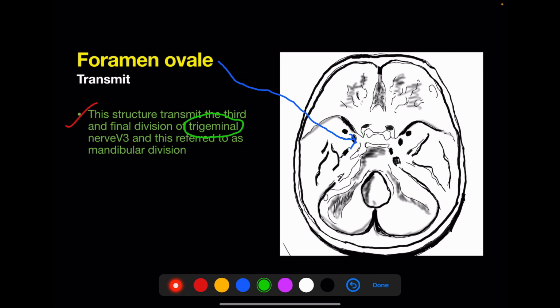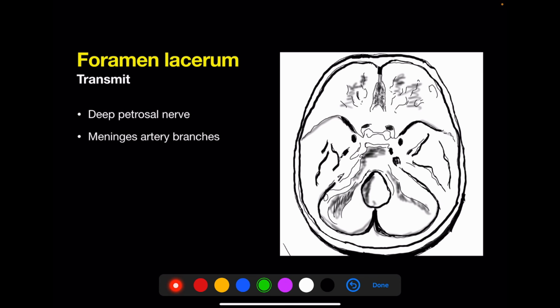Now the sixth one, that is foramen lacerum, which is present where? Can you guess? Which is present here. Here is your foramen lacerum in both sides, here and here, and it transmits what? Deep petrosal nerve and meningeal artery branches. These two.